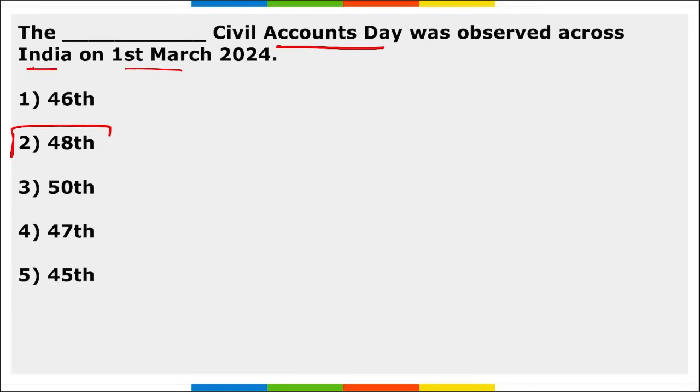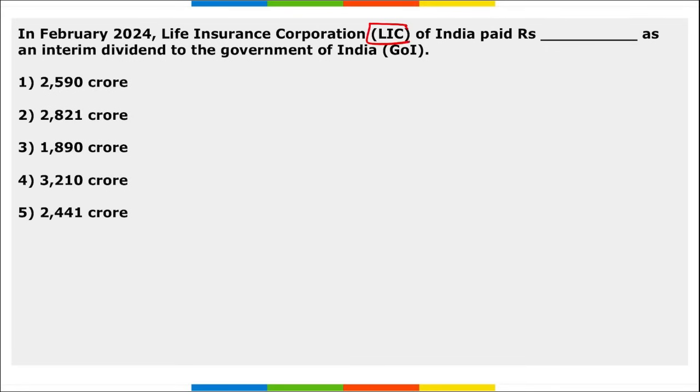Moving on. Which Civil Accounts Day was observed across India on 1st of March? So the 48th Civil Accounts Day was observed across India on 1st of March 2024. Next, LIC of India paid what amount as an interim dividend to the government of India? So LIC paid 2,441 crore rupees as interim dividend to the government of India.